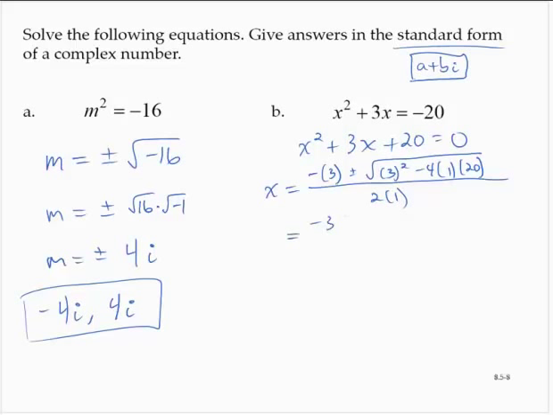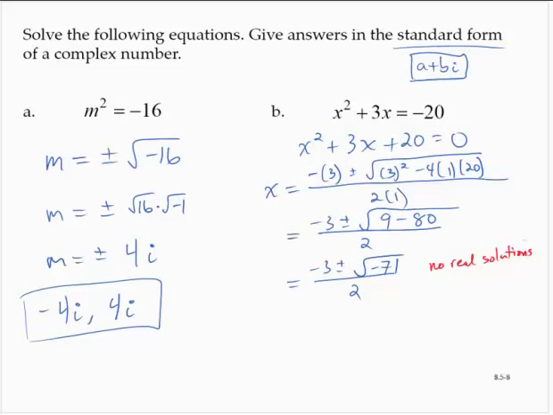So that would be negative 3 plus or minus the square root of 9 minus 80, over 2. Negative 3 plus or minus the square root of negative 71 over 2. All right, so right now I see that this has no real solutions. When I see the square root of a negative number, no real solutions. So now let's put it in standard form of a complex number.